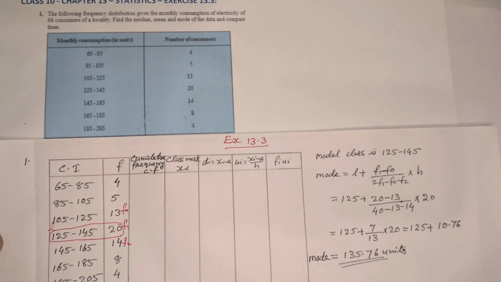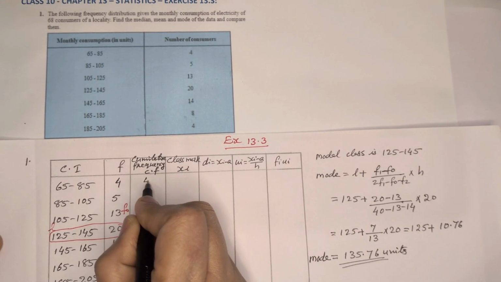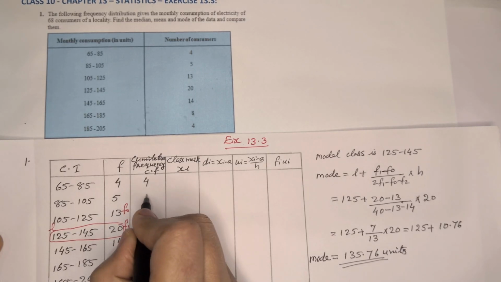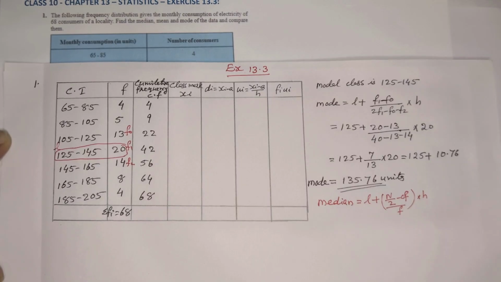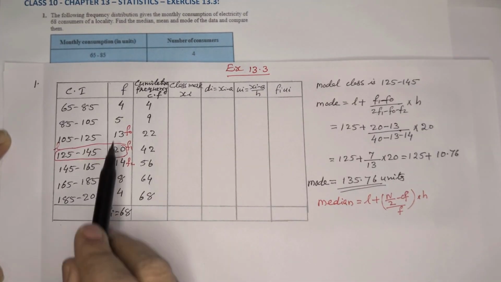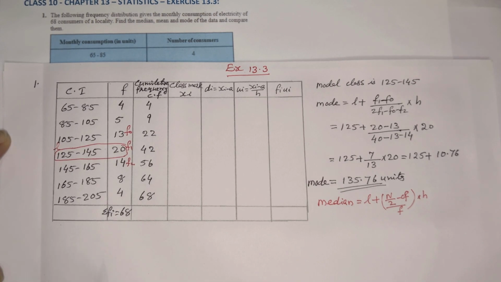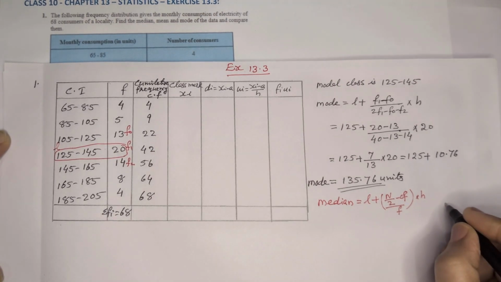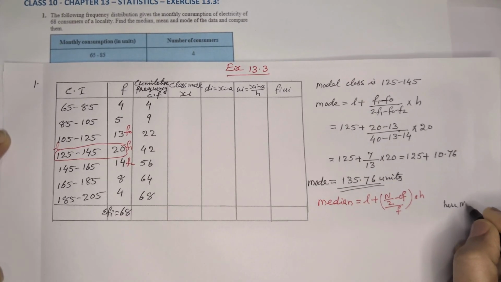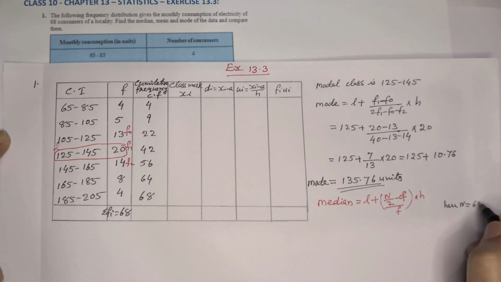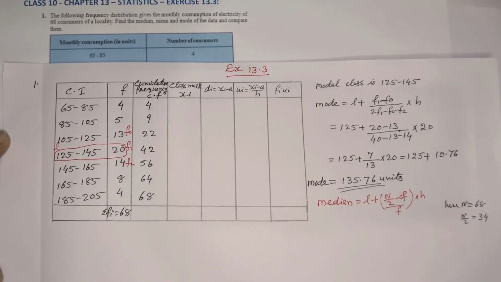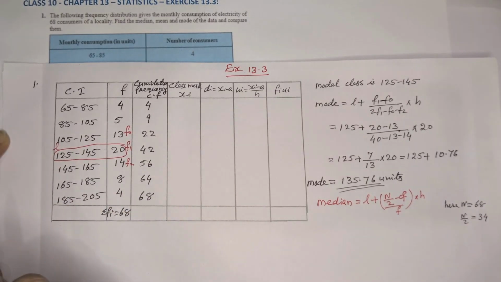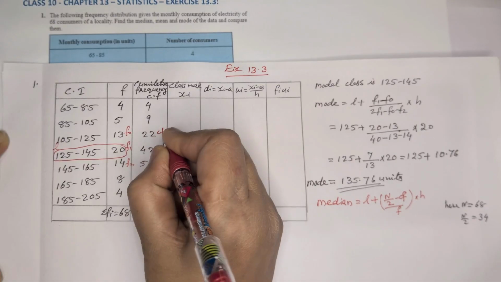Next we are going to find the median. For that, we need the cumulative frequency. First frequency is 4, then we have to add 4 plus 5, 9, then 9 plus 13, in that way we get the cumulative frequency. Here the total frequency is equal to 68. Then we can see here n is equal to 68. So n by 2 is equal to 34. 68 by 2, that is 34. We can see the cumulative frequency here. The median class is 125 to 145, and 22 is the cumulative frequency.